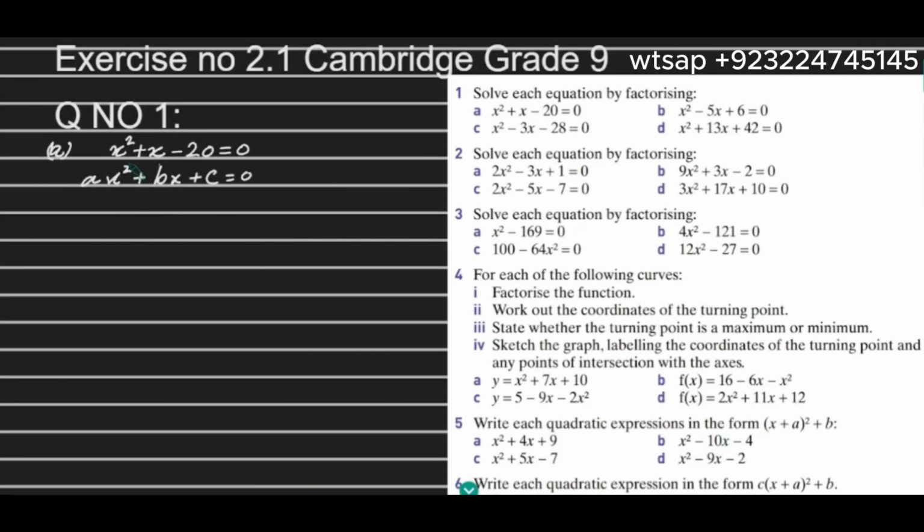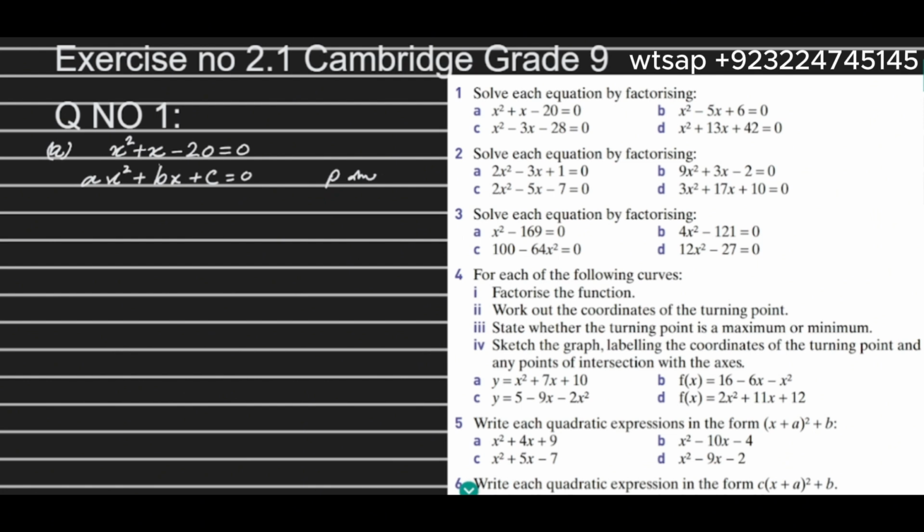Here we compare x square plus x minus 20 equal to 0 with ax square plus bx plus c equal to 0, which is a quadratic equation. Here the x coefficient is 1, and here b. We have to find two terms whose sum should be b and whose product should be... Suppose the two terms are p and q.